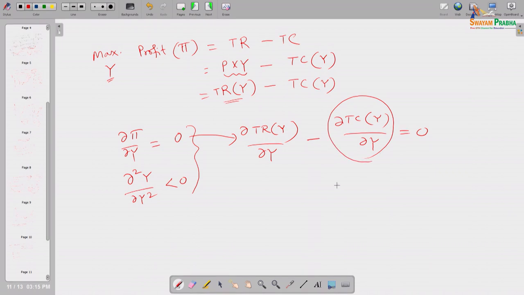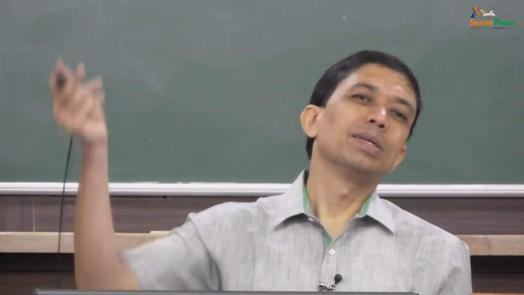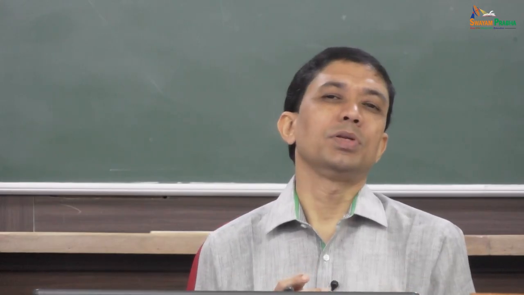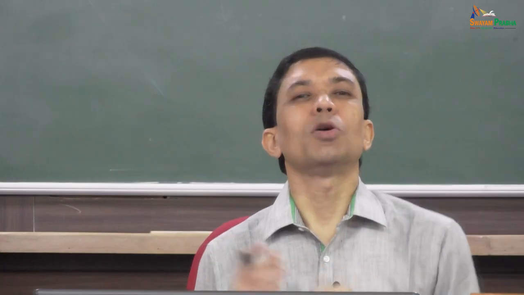This second term we know as marginal cost, and let us define the first as marginal revenue. What is marginal revenue? Marginal revenue is the change in total revenue due to change in output quantity. The way we defined marginal cost, taking the partial derivative of total cost with respect to output, in exactly the same way marginal revenue is the partial derivative of total revenue with respect to output. Let me repeat the definition of marginal revenue: change in total revenue due to change in output quantity.